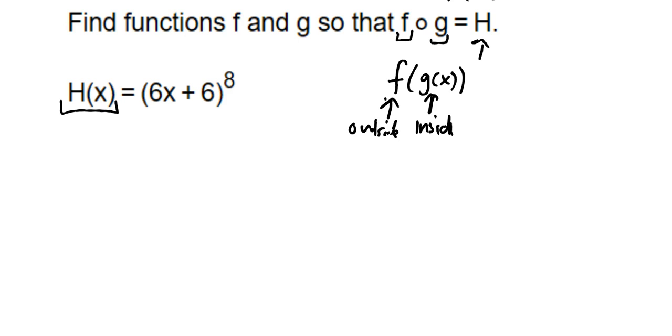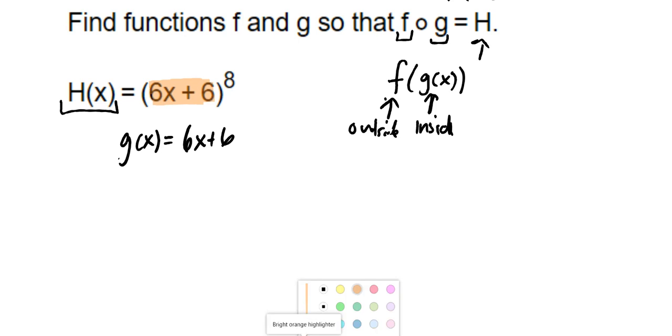it'd be helpful to notice when something is inside a parenthesis, inside a radical, inside an absolute value, maybe in the bottom of a fraction. That's an easy thing to make your inside function. So we're going to make our inside function 6x plus 6. And then on the outside, we have this to the 8th power.